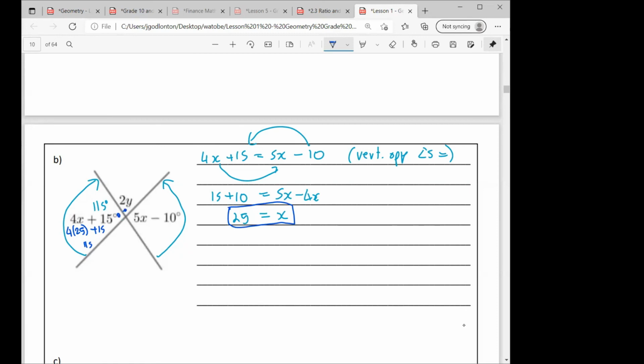Okay, so for the next one, I'm going to look at the straight line. So those two angles need to equal 180. So I know I have 115 plus 2y needs to equal 180, angles on a straight line. Okay, I'm going to move that 115 over. So 2y is going to be equal to 180 minus 115, which gives me 65. And then I need to divide both sides by 2. And so y is going to be 32 and a half. And that's our final answer.